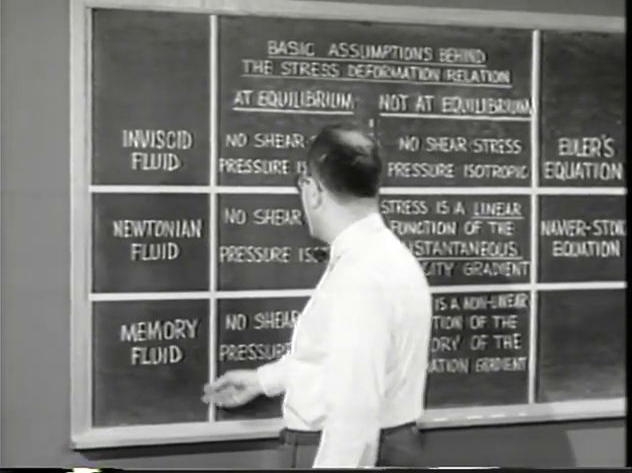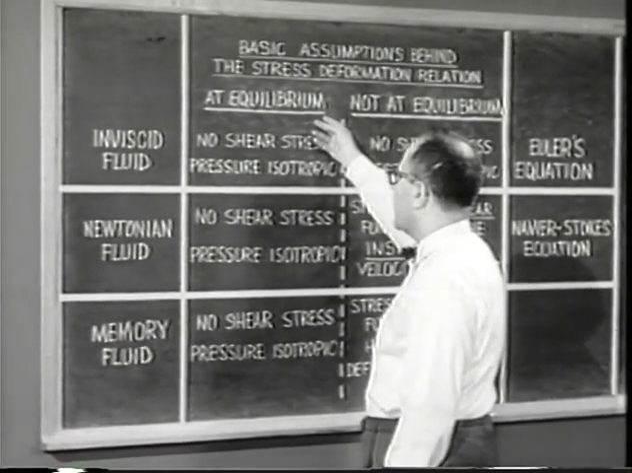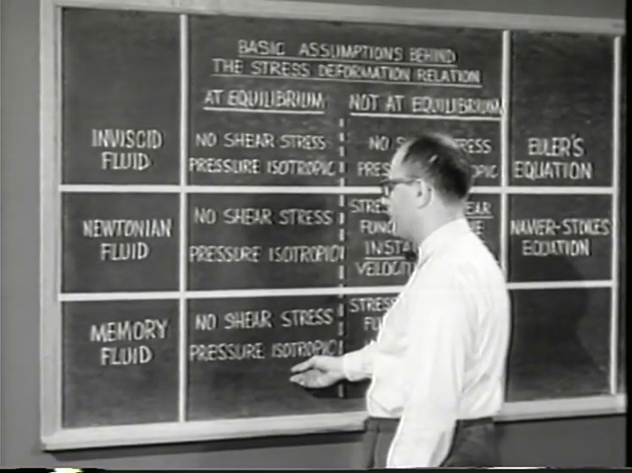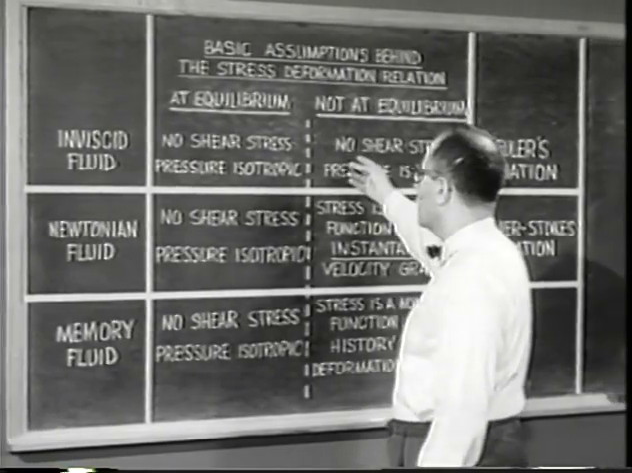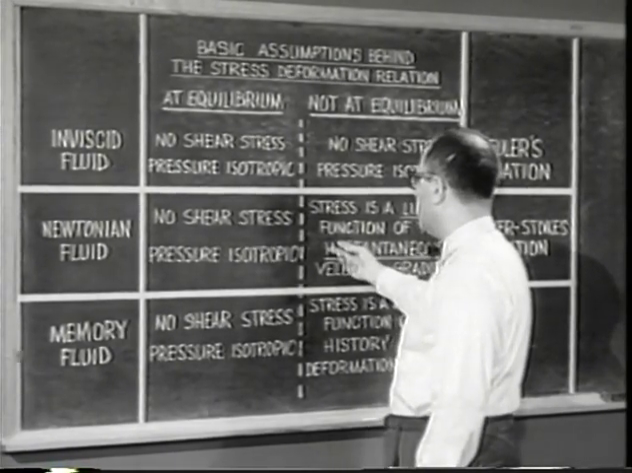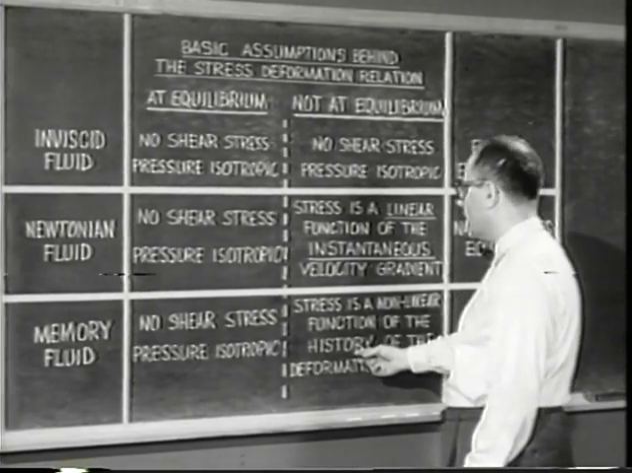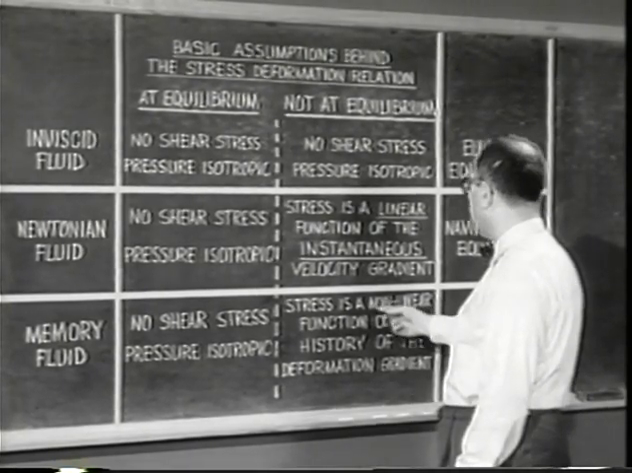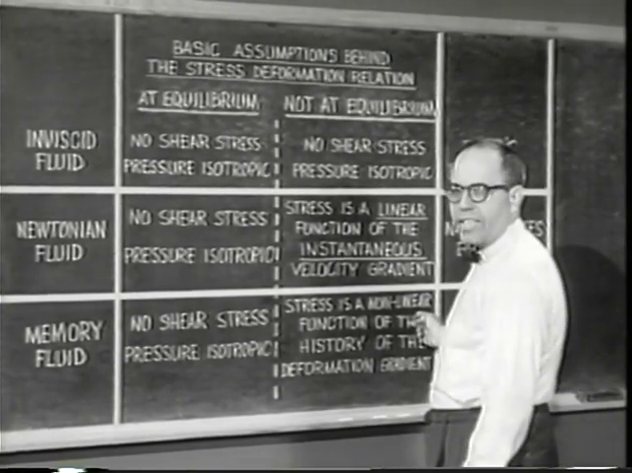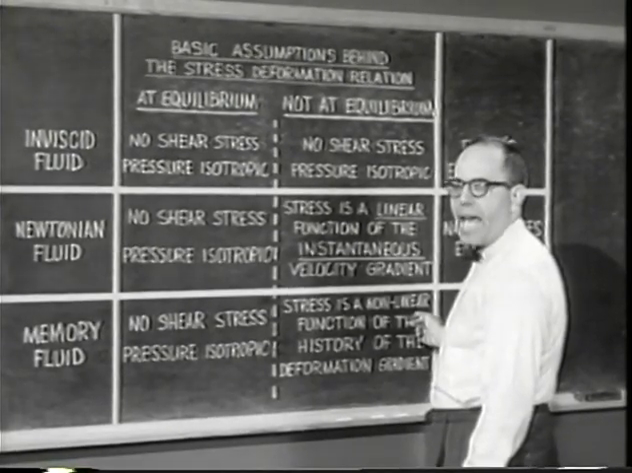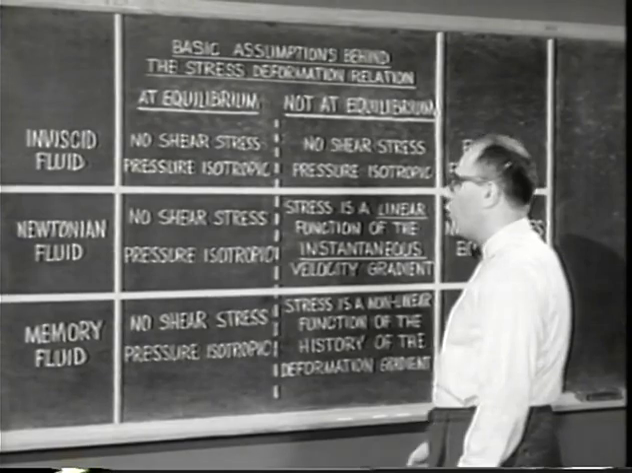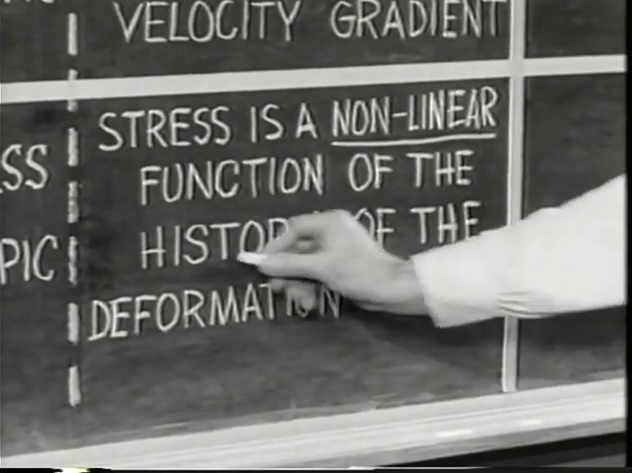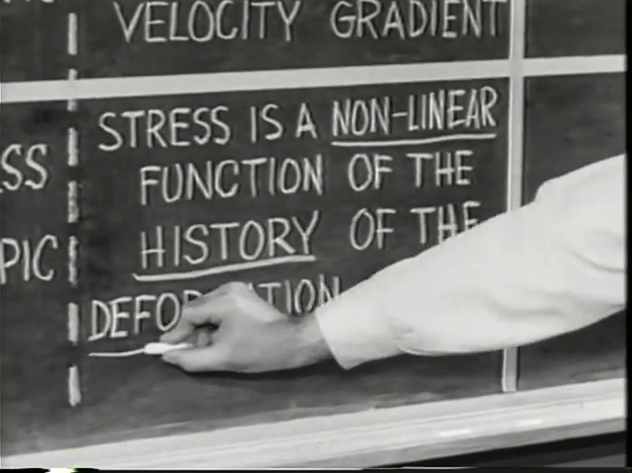For the memory fluid, the pressure is isotropic in the equilibrium state, where no changes of either the stress or the deformation are taking place. In relative motion, however, in contrast to the Newtonian fluid, the history of the deformation is significant. Instead of a linear function, the memory fluid reveals nonlinearities. In fact, nonlinearity affects both the shear stresses and the normal stresses. So, for the memory fluid, the stress is a nonlinear function of the history of the deformation gradient.